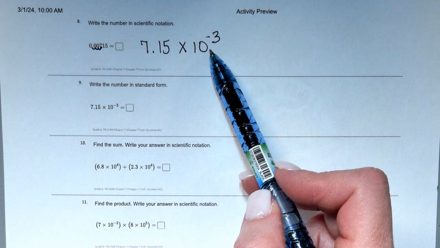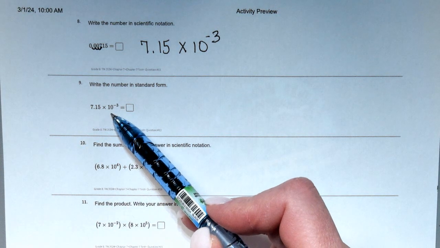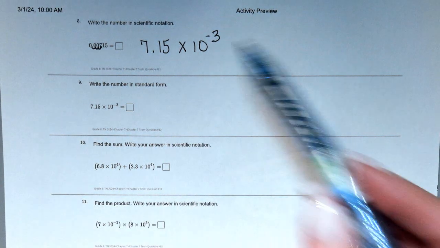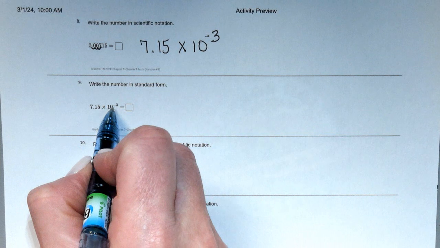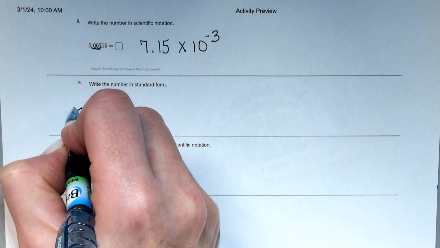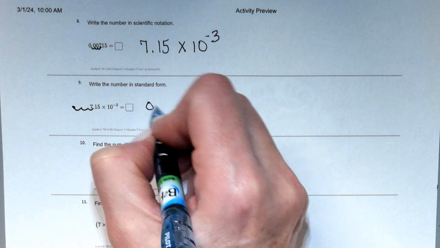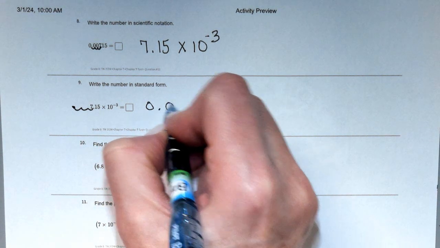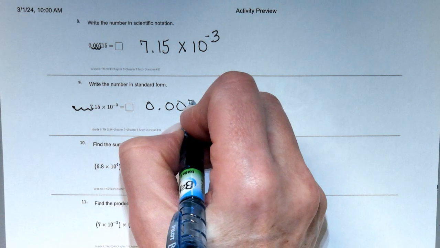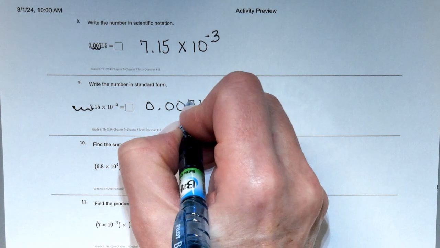Well, if you got this one right, and then you looked at this, you really already had the answer, but you had to know you were in the right. So negative 3, we're having to move it 1, 2, 3 times. So I'm going to need a 0, a decimal, 2 zeros to fill these 2 spots, and then 715.